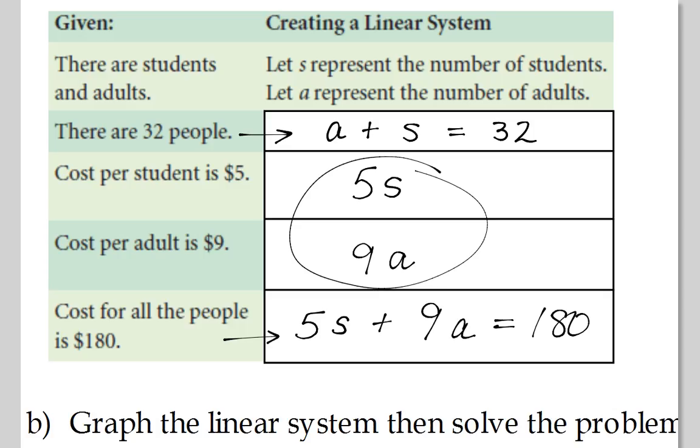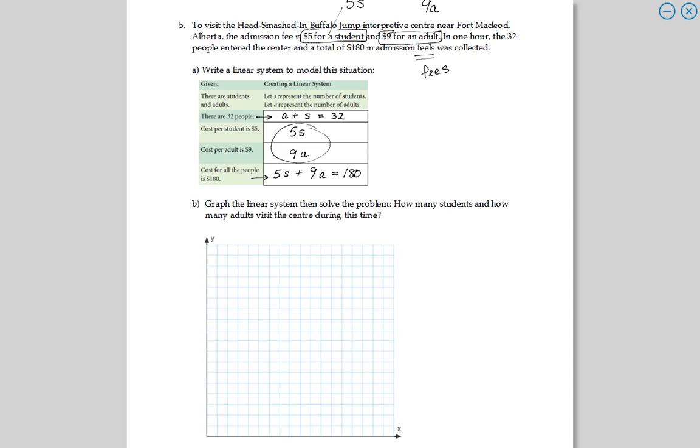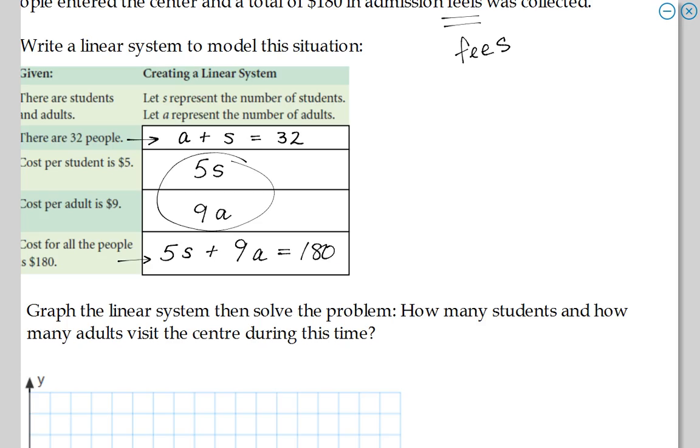So those are the two equations. Now we're used to x's and y's, are we not? So right here I'd be like, okay, x plus y, 32. I wouldn't try to do this with a's and s's, you just get a little bit messed up.